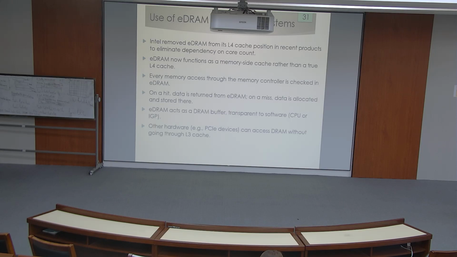So to solve this issue, Intel has removed EDRAM from its level 4 cache position in recent products, because it reduces computer performance. Now, EDRAM memory works as a memory-side cache rather than a true level cache dependency. Every memory access through the memory controller is checked in the embedded DRAM. On a hit, data is returned from the EDRAM. On a miss, data is allocated and stored there.